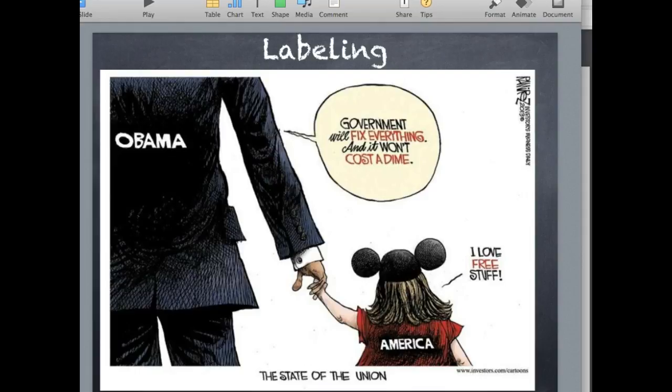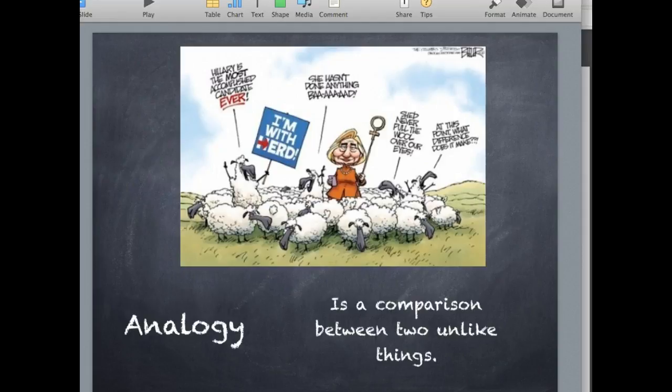Other times, they'll just flat out label things. Cartoonists will label things to help you discern what the point is here. If the man in the suit wasn't labeled Obama here, and the child wasn't labeled America, you would have a hard time determining what the point of the cartoon was, even with the quotes coming from each. So it's important sometimes that we understand what they're labeling and why they're labeling it that way to get to the point of the cartoon.